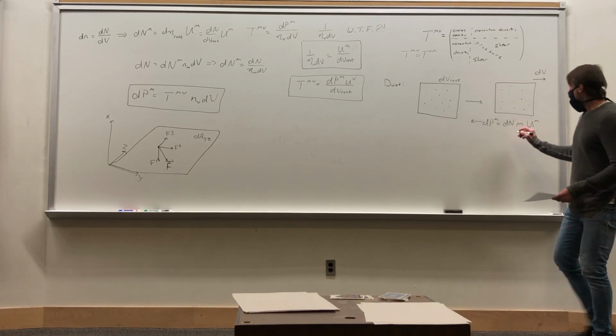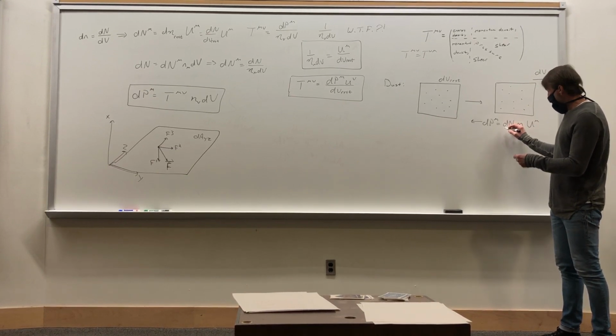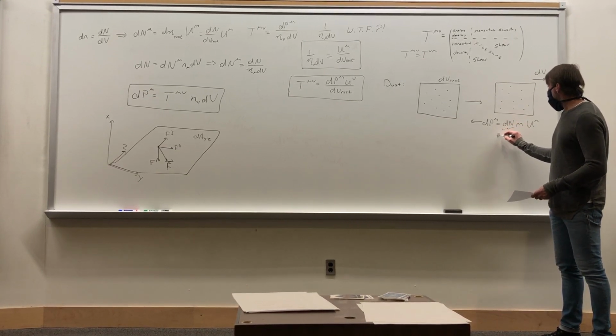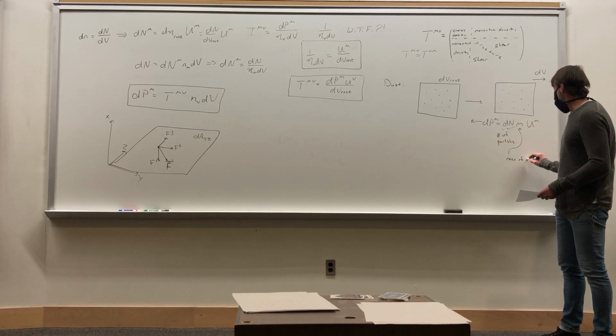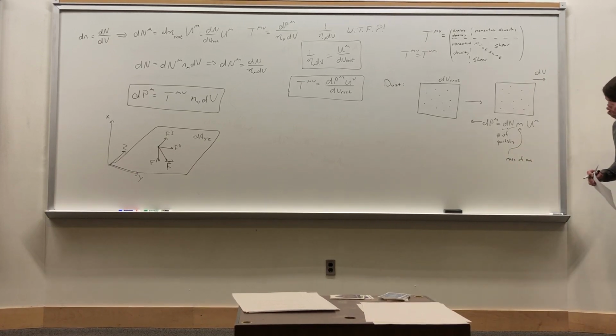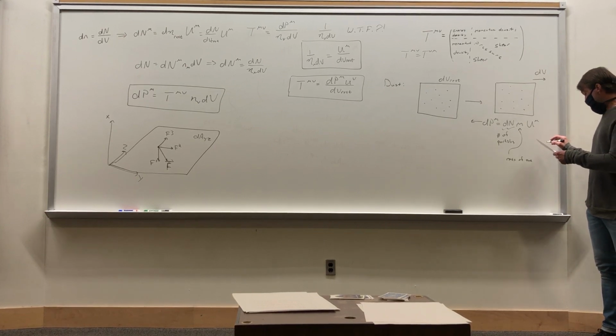So again, this is the number of particles. This is the mass of one. And this is the form velocity.